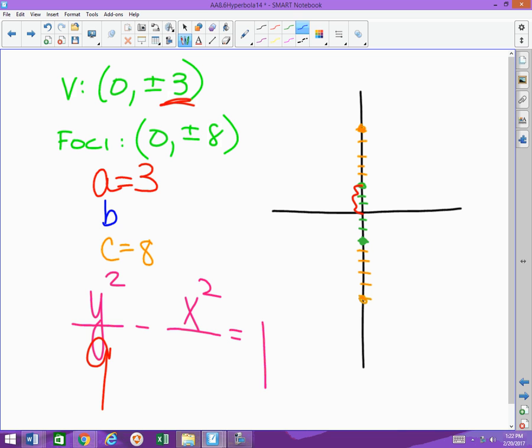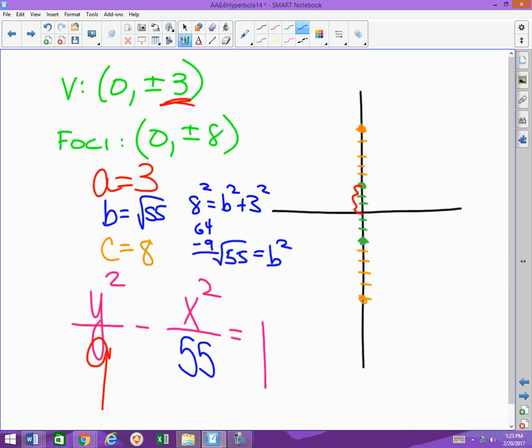We have to figure out what b is in order for us to finish our equation and to be able to draw a picture of it. So because we have an 8 here and a 3 there, we need to find b. So 8 squared is equal to b squared plus 3 squared. Solving this, 64 minus 9, which is 55, is b squared. So b is the square root of 55. And so this number here would be 55.